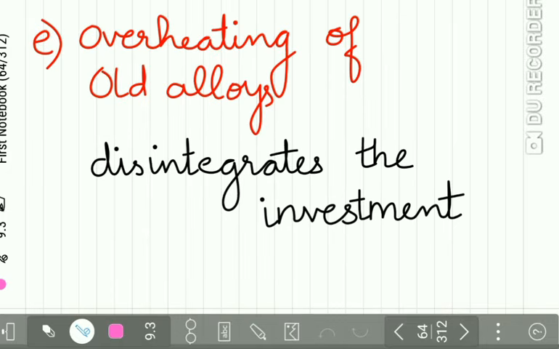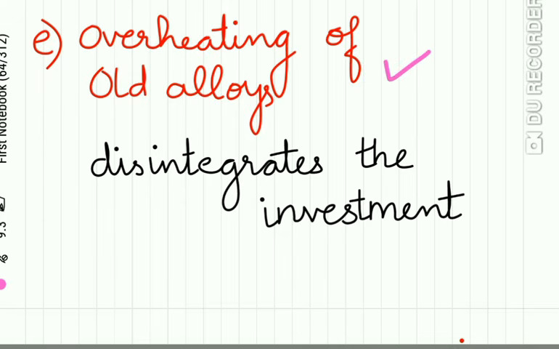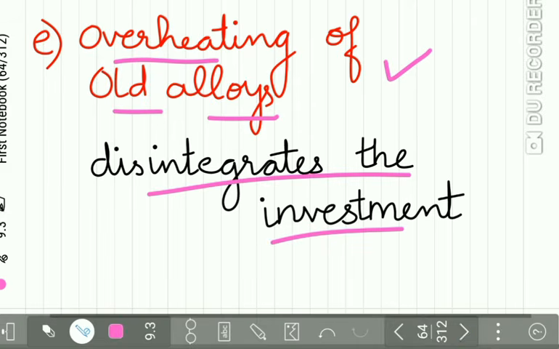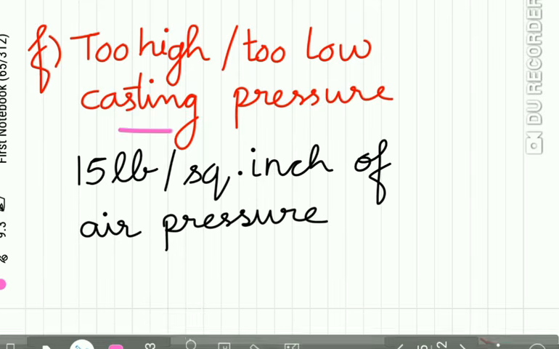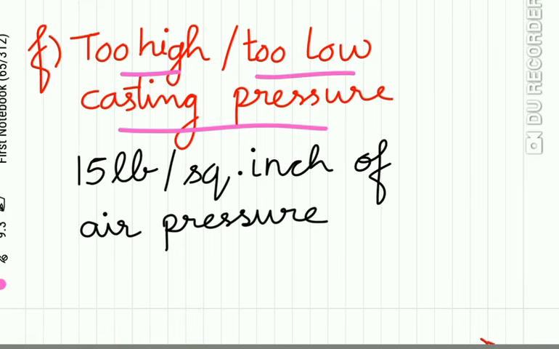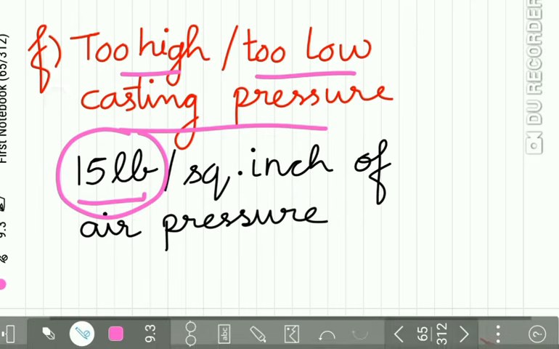If the casting temperature is very high, or there is overheating of old alloys, there is disintegration of the investment causing roughness. Then if the casting pressure is too high or too low, there is surface roughness on the casting. This is avoided by using a uniform casting pressure of 15 lb per square inch of air.